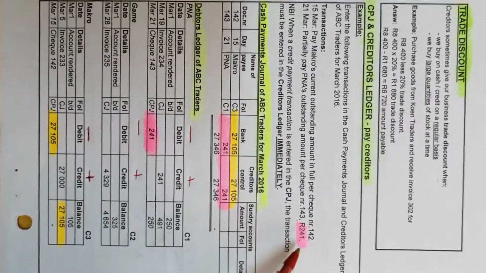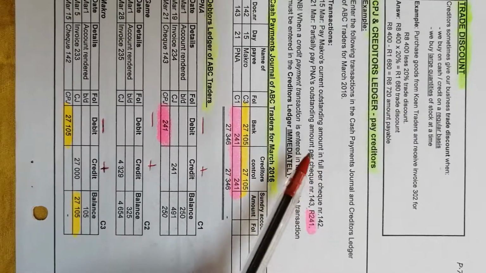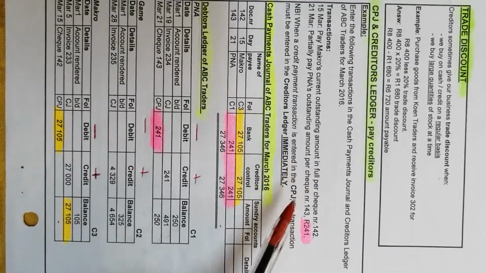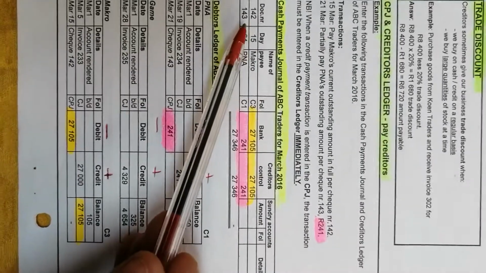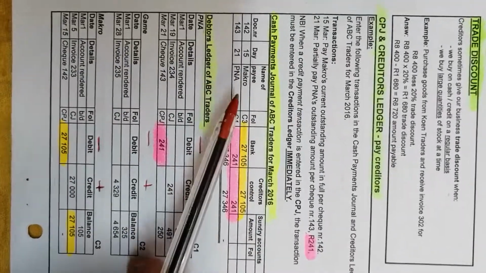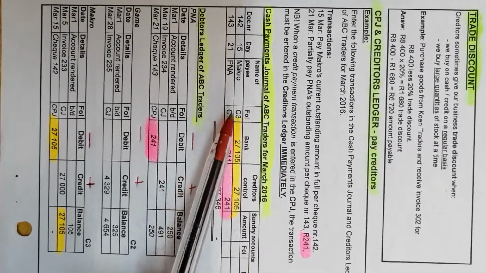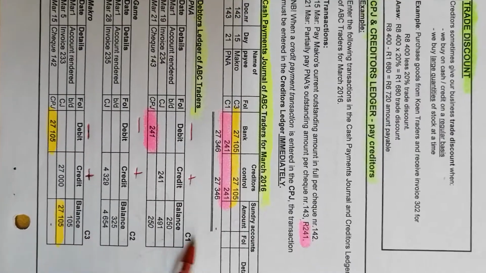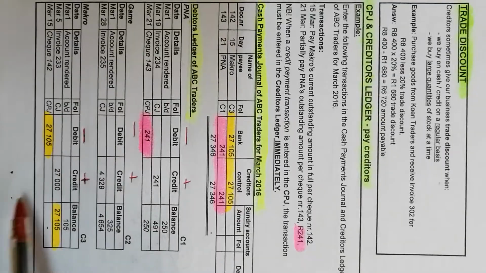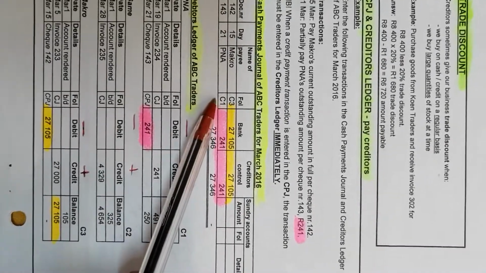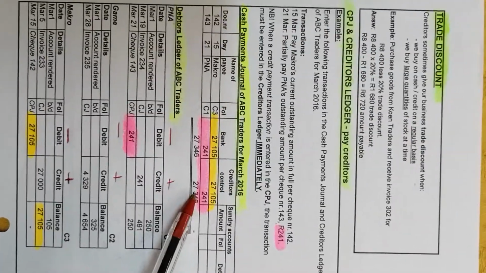The second one, on the 21st of March, partially pay P&A outstanding amount per check 143 for 241. Now they gave you the amount. So in your CPJ, you're going to say document number, day, who am I paying, P&A, the number of the creditor. You'll see your creditors ledger is numbered C1, C2, C3. So you know that P&A is C1 and you enter C1. So bank 241, creditors control 241.